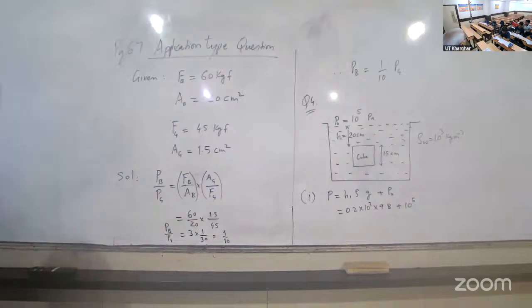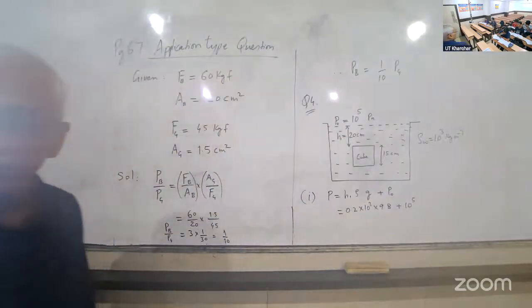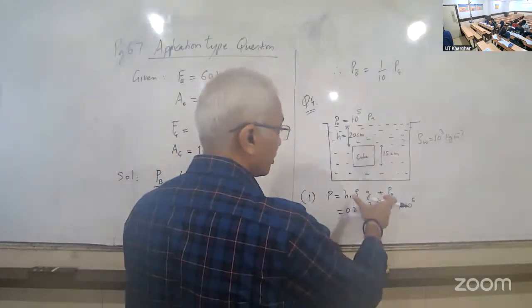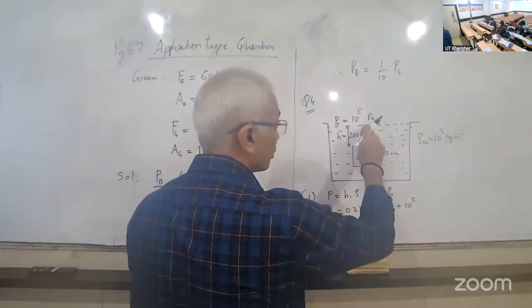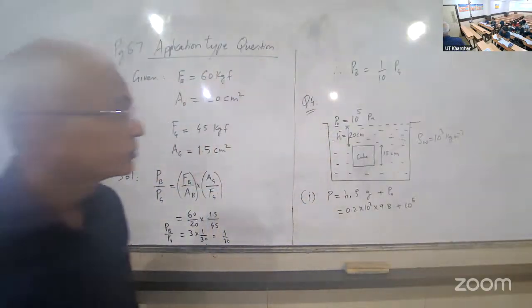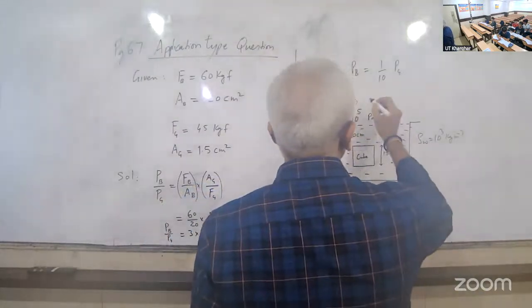Everybody understood? What is P naught? P naught is the atmospheric pressure given in the question. So the total pressure is the pressure due to the water column plus atmospheric pressure.